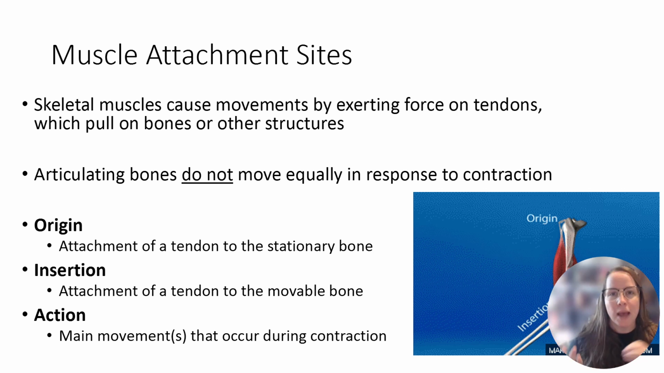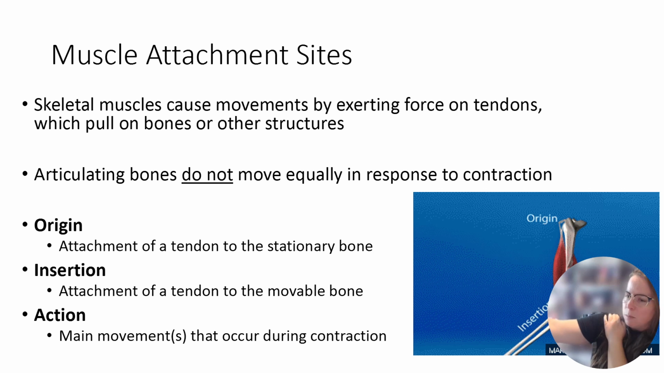Now, the attachment site that is on the bone that doesn't move, we call the origin. The attachment site on the bone that does move is called the insertion. I'm going to use an example that I'm going to use a lot because it's one we're all familiar with, which is your biceps brachii. The origin site for my bicep, it's bicep, so it has two attachment sites up here in my scapula. That's the origin. The main action of your biceps brachii is to flex your elbow.